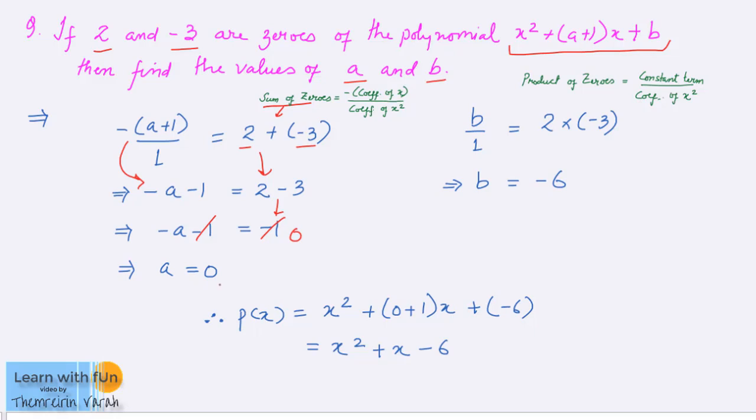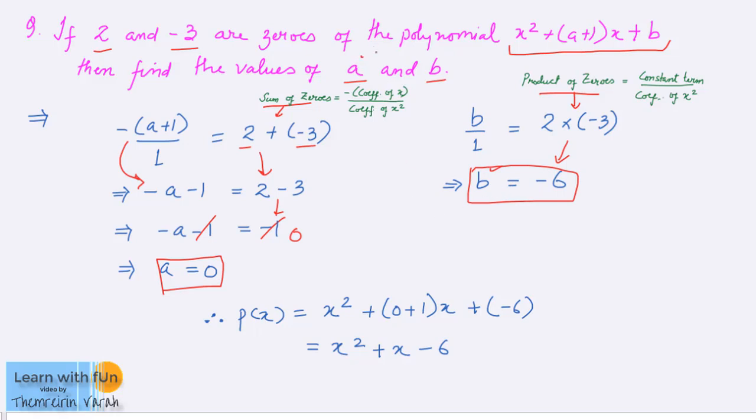That means a equals 0. Okay, a value is 0. Product of zeros equals constant term upon coefficient of x square. Here the constant term is b and the coefficient of x square is 1. So constant term upon coefficient of x square is equal to product of zeros, 2 into minus 3. So b by 1, that is b, equals 2 into minus 3, which is minus 6. So the value of b is minus 6.